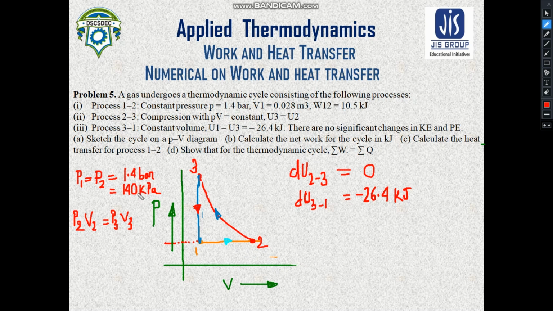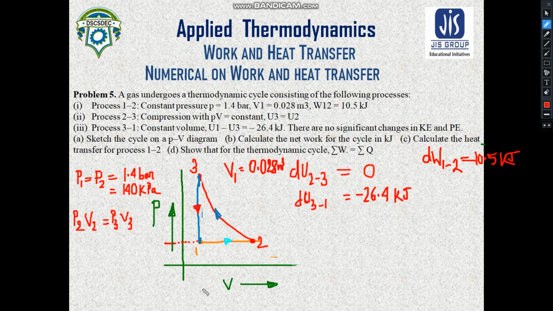I have just written it in kilopascal, and the volume V1 at state 1 is 0.028, right? So it will be 0.028 and the unit will be meter cube. Okay, and the work done for this process, W1 to 2, will be equal to 10.5 kilojoule. So it is very simple.